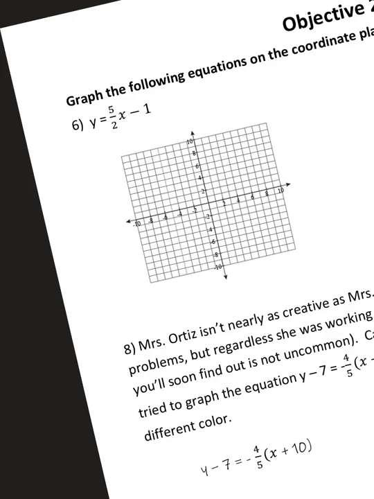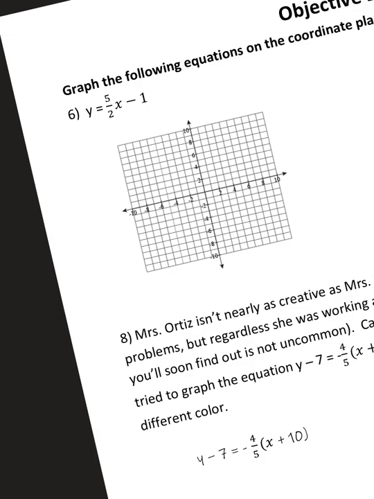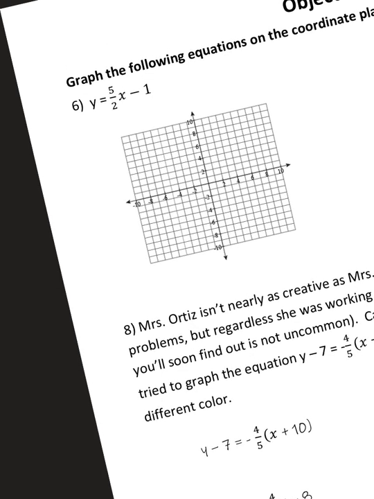So number 6, the equation is y equals 5/2 x minus 1, which means that this is in slope-intercept form. So a quick reminder that slope-intercept form is y equals mx plus b. So from slope-intercept form, we can find that the slope m is 5/2 and the y-intercept b is -1. And then we're going to graph.